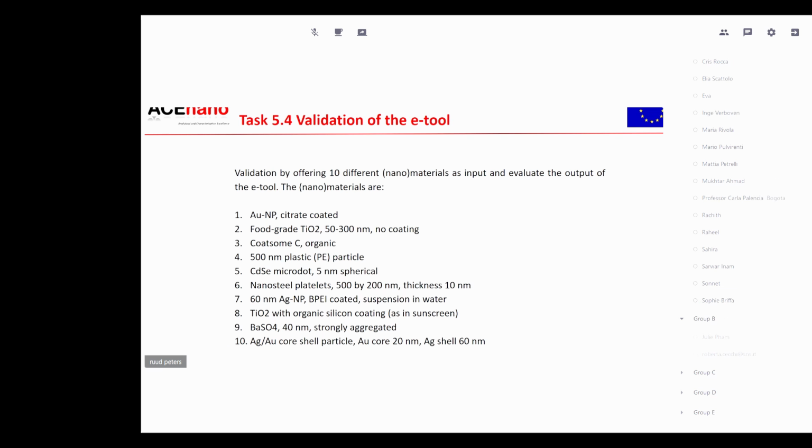Well, where are we now? Presently, we are in the process of validating the e-tool. We do this by using imaginary nanomaterials for which we answer the questions and then see what the outcome is. And this is a list of a number of materials which are being used here. So it's simple materials like gold nanoparticles, but also more complex ones like Coatsum C, which is an organic material, plastic materials, large and small materials, and also things like nanosteel platelets, which are difficult to observe. The outcome and necessary corrections to the e-tool will come later, and like I said, this is still an ongoing part.